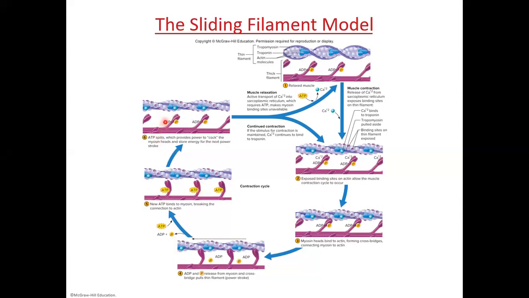At that point, the ATP splits into ADP and an inorganic phosphorus. So the cross bridges are cocked. We say they're ready for the next cycle. And then it would just repeat over and over again.